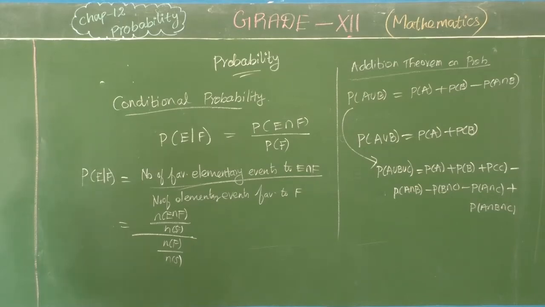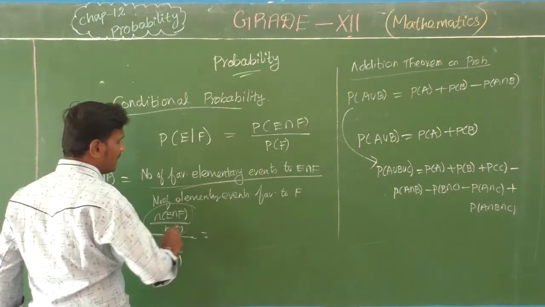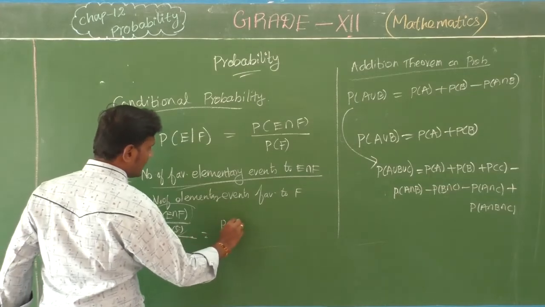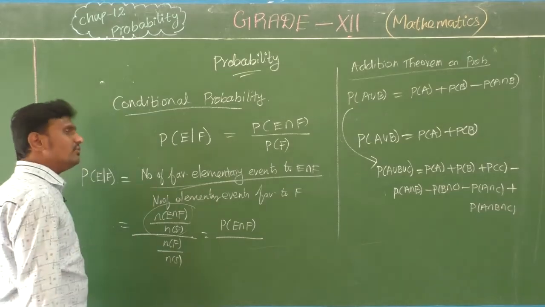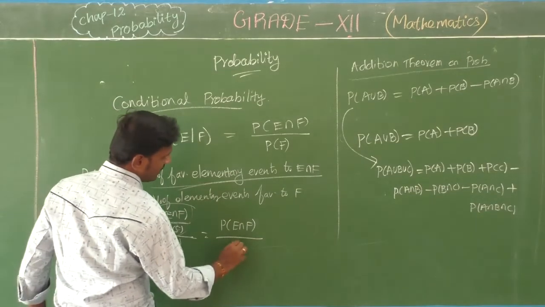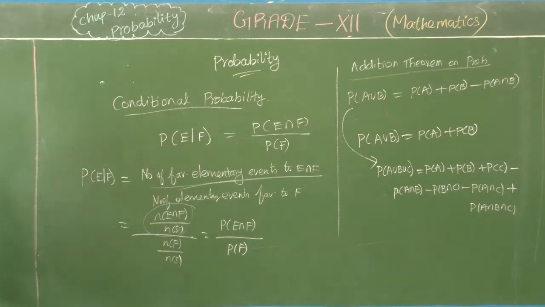Total number of sample space. So this is mentioned by n(E ∩ F) by n(S), which is P(E ∩ F), divided by n(F) by n(S), which is P(F). So this is your formula. Have you got it, children?